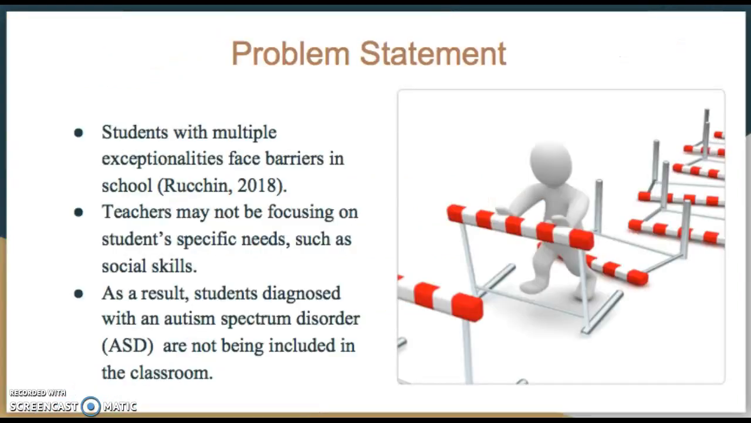The problem for my action research is that students with multiple exceptionalities face barriers in school, as teachers may not focus on their specific needs such as social skills. As a result, students diagnosed with an autism spectrum disorder may not be included in the classroom.